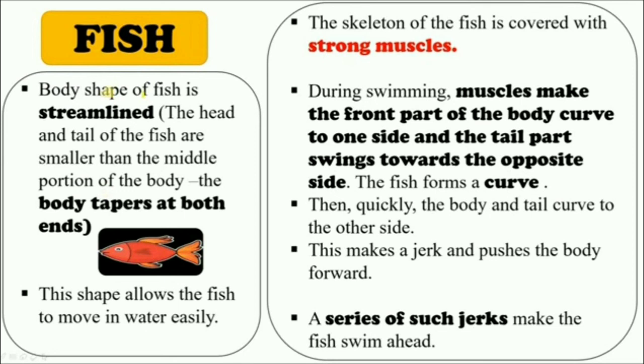During swimming, muscles make the front part of the body curve to one side and the tail part swings towards the opposite side. The fish forms a curve. Then, quickly, the body and tail curve to the other side. This makes a jerk and pushes the body forward. A series of such jerks make the fish swim ahead.